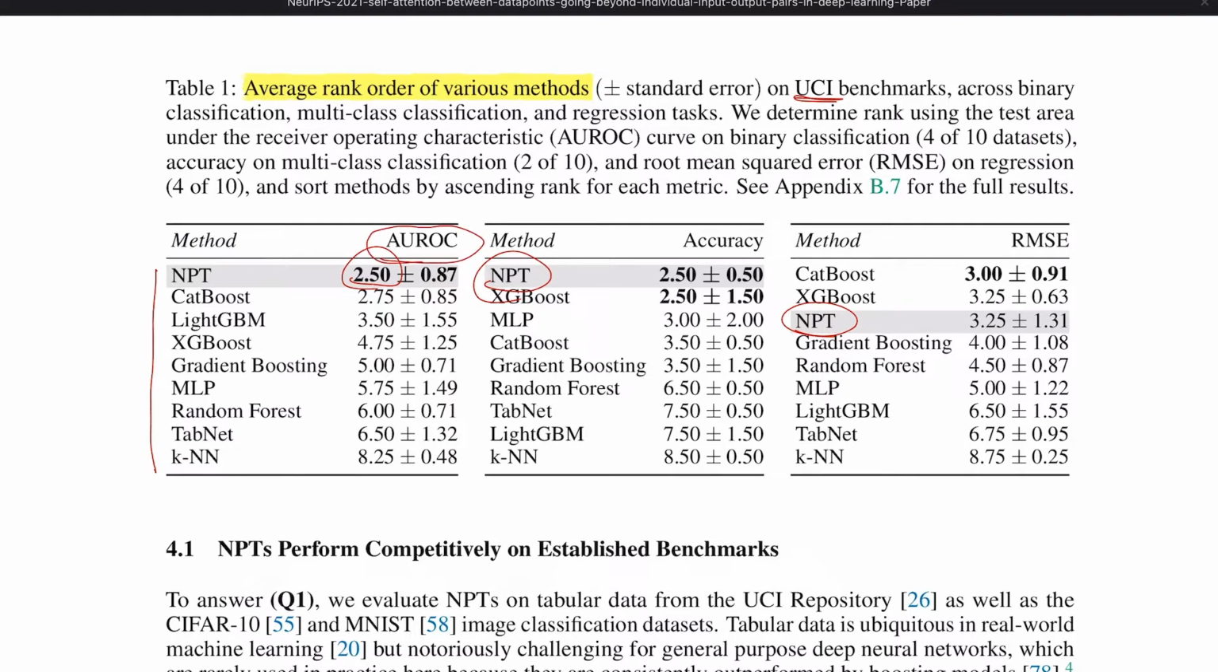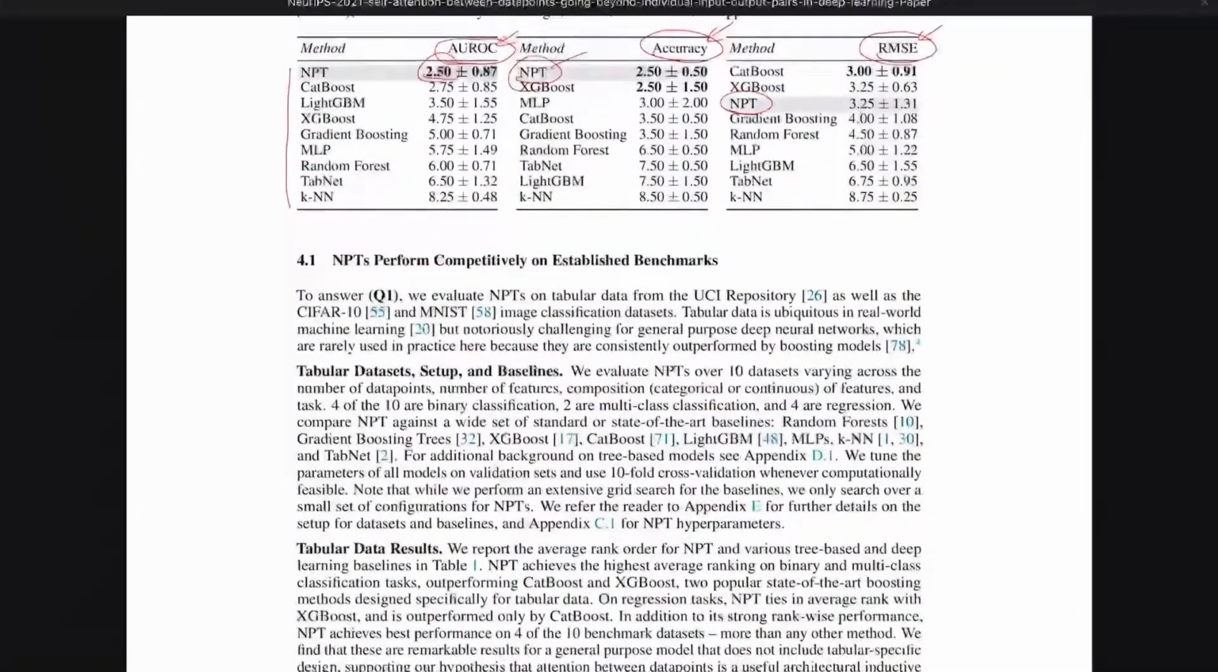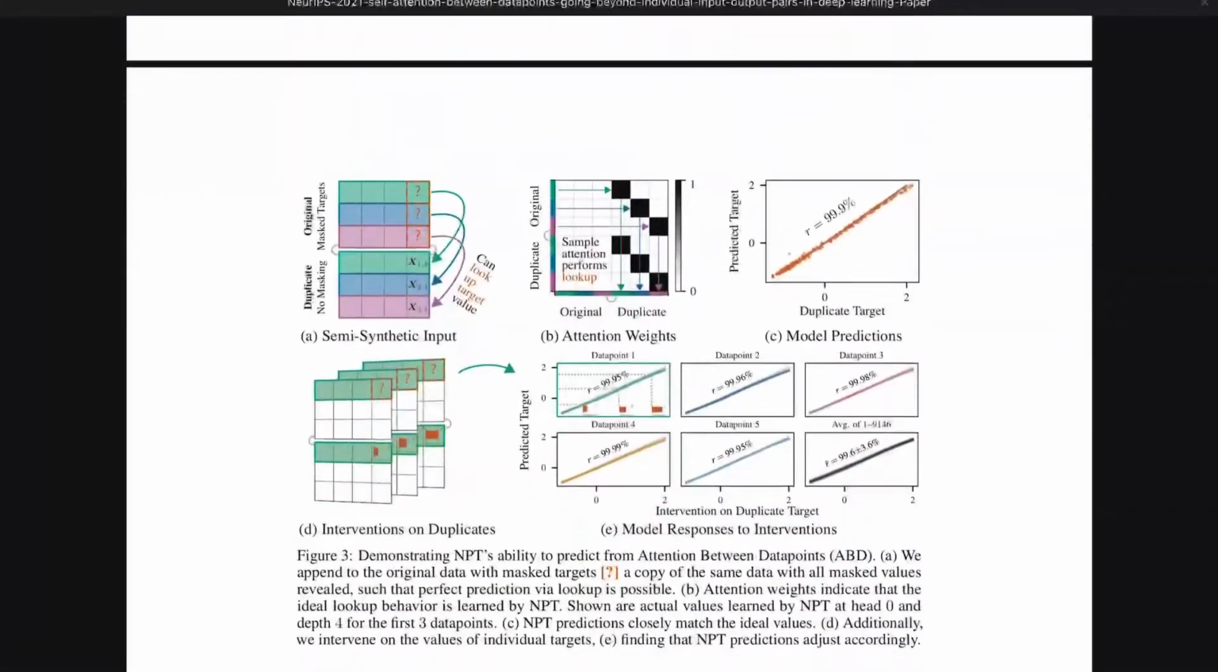This is for regression, this is for classification, and this was for some regression as well. No, sorry, this was binary classification as well, and this was regression. The key point is that it performs generally well. So quantitatively, it's good. Now, qualitatively, they looked at whether this model actually does what they intended it to do.